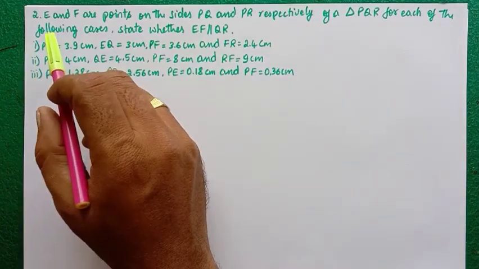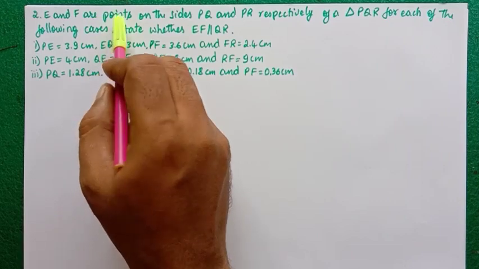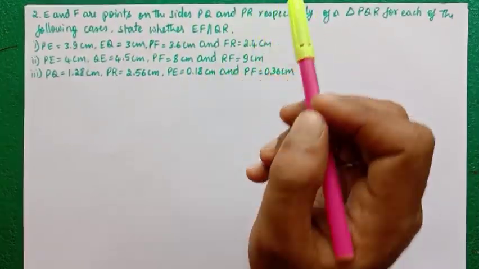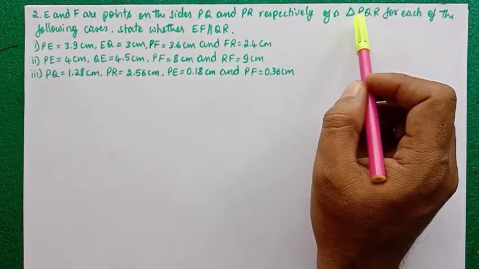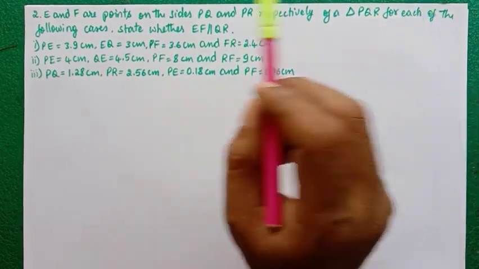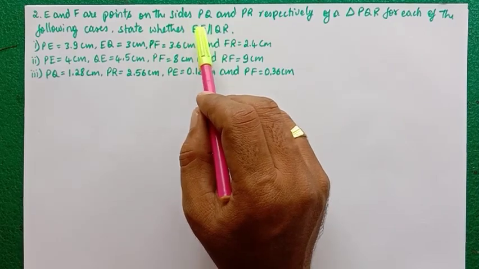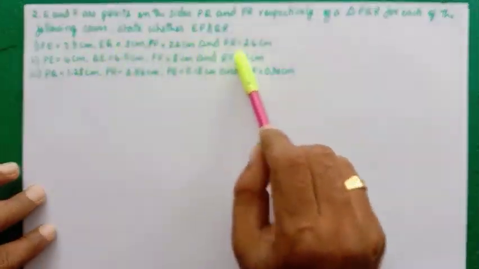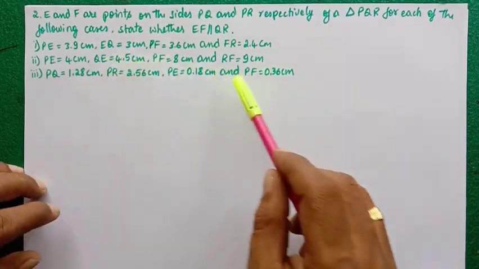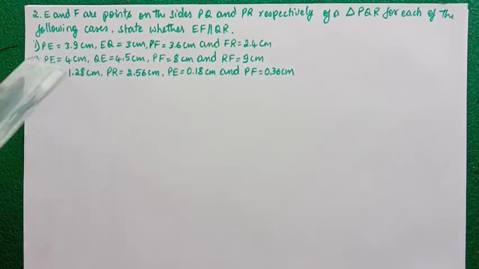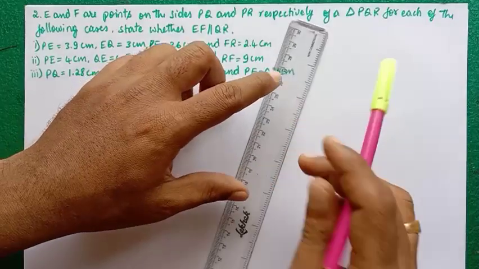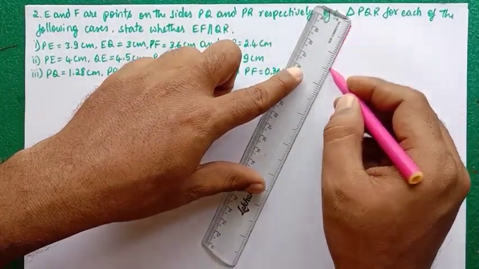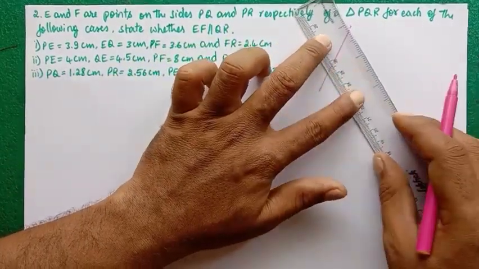Second problem. E and F are points on the side PQ and PR respectively of a triangle PQR. For each of the following cases, state whether EF is parallel to QR. The readings are as follows. Let us not deal with them right now. We will be constructing a triangle PQR to understand the problem properly.